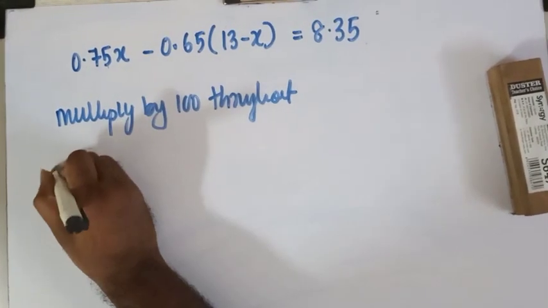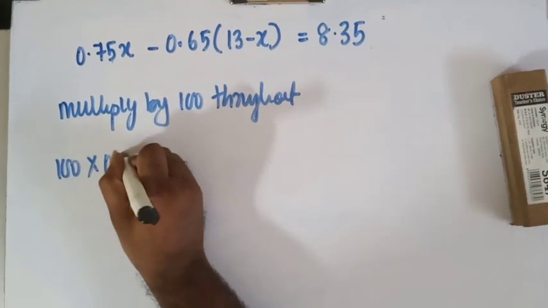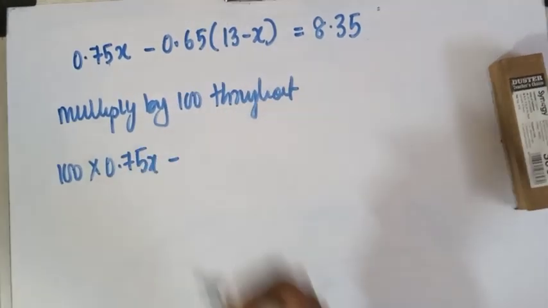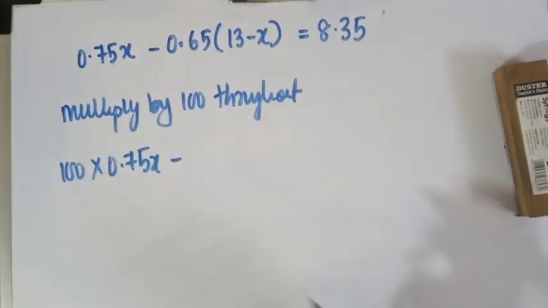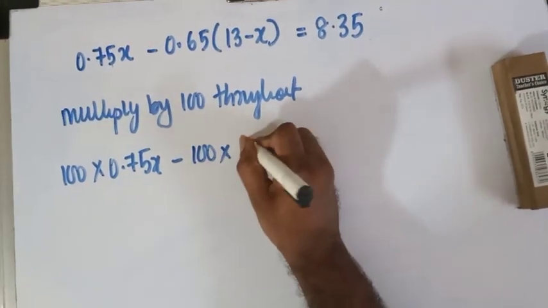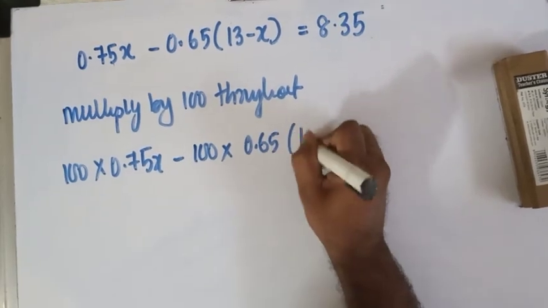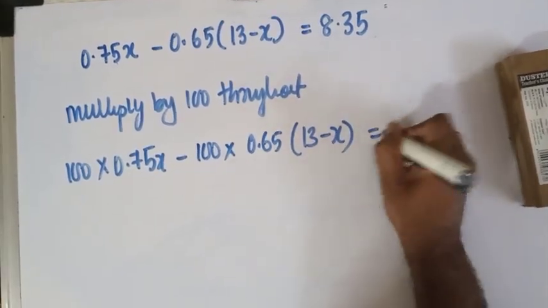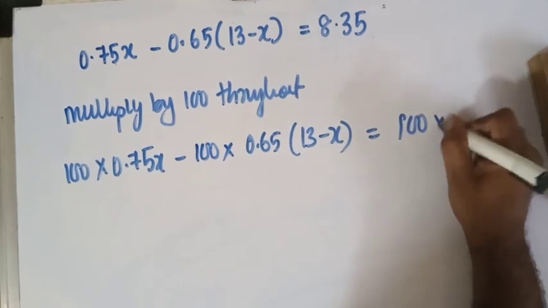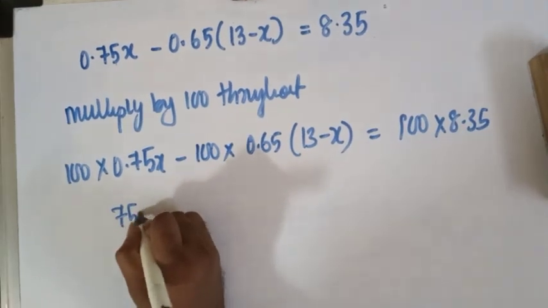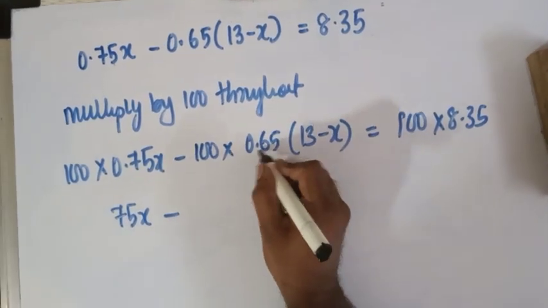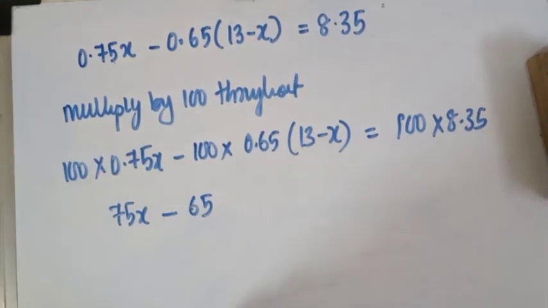So what will happen children? This becomes 100 into 0.75x, right? Now again what will happen? This will also get multiplied by 100. 100 into 0.65 and in bracket you will have 13 minus x. And this is 100 into 8.35. Okay children? So this becomes 75x. 100 into 0.65 will give me 65.